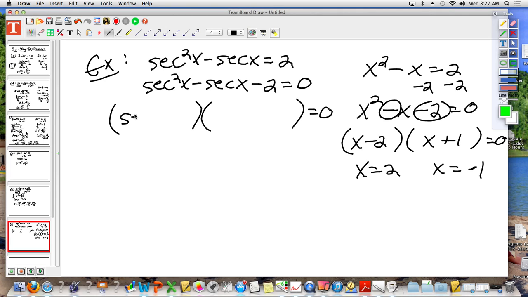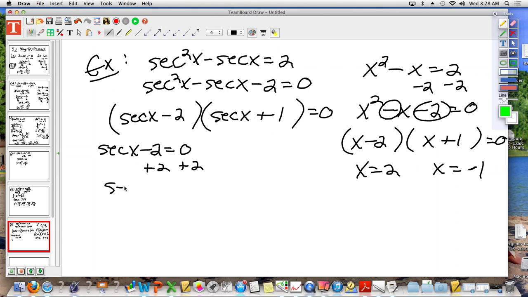So we have the secant of x minus 2, and the secant of x plus 1. What we need to do is put this factor equal to 0, and this factor equal to 0. That's what you're doing over here: putting x minus 2 equal to 0 and solving for x, getting 2. Then you're putting x plus 1 equal to 0 and solving for x. We have to do the same thing over here. So we have the secant of x minus 2 equals 0. Add 2 to each side. So the secant of x is equal to 2.